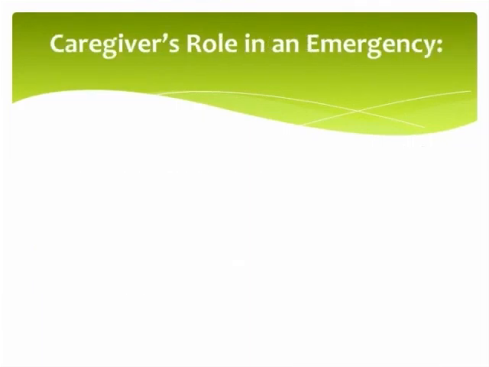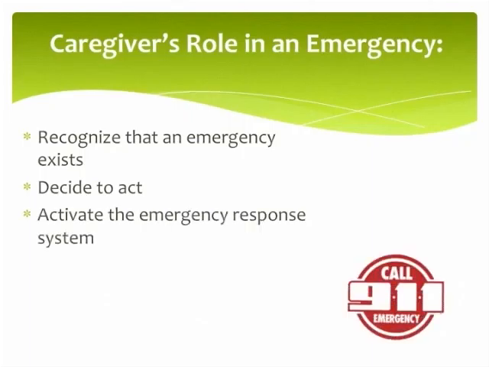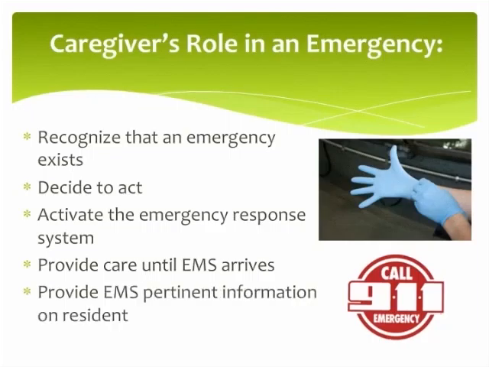As a caregiver, your role in an emergency is most importantly to recognize that an emergency exists and to decide to act. Next, you should activate the emergency response system and then provide care until emergency personnel arrives. Once the ambulance arrives, ensure that you are providing any pertinent information to emergency personnel, including what the normal level of consciousness is for that resident and what has occurred in this situation.